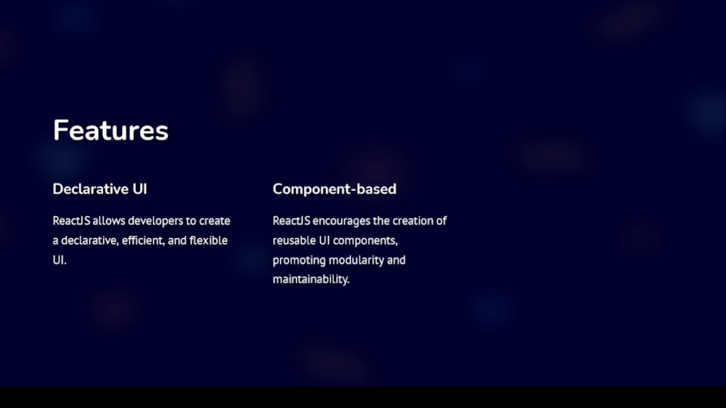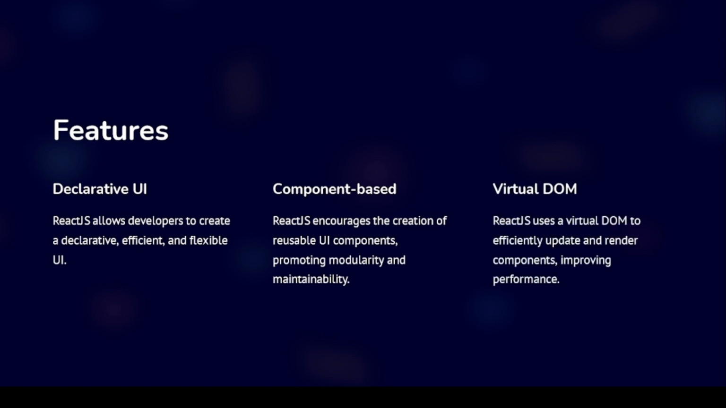Next important feature is component-based architecture. React.js promotes modularity and maintainability by encouraging the creation of reusable UI components. These components allow developers to break down complex user interfaces into smaller, manageable pieces so that it makes easier to develop, test, and maintain the applications. And by reusing components across different parts of an application, developers can save time and ensure consistency in the UI design. The next feature we have is Virtual DOM.